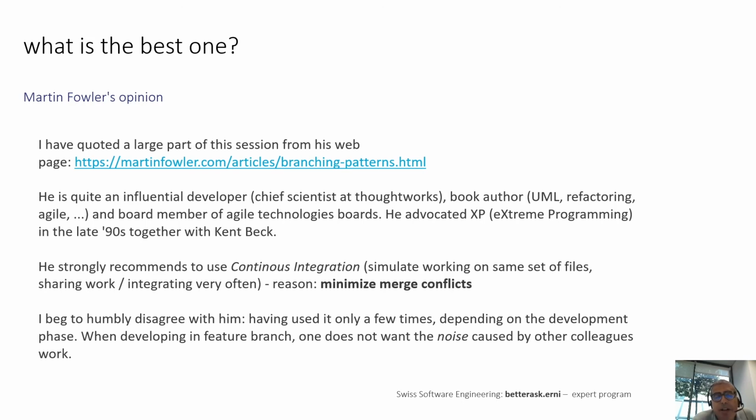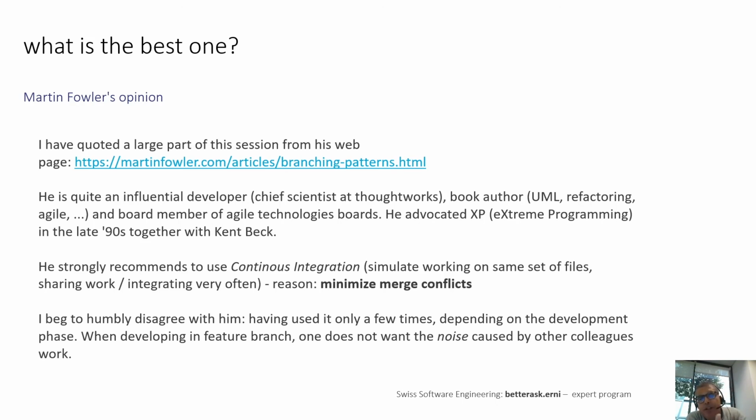So in this article, this Martin Fowler is a very influential developer. He's the chief scientist at a company called ThoughtWorks, which makes very high-tech projects. He's a very renowned book author. He made books about UML a long time ago in the beginning. He made a very famous book about refactoring. He also did things about Agile. He was one of the founders. It's a very influential person, okay?